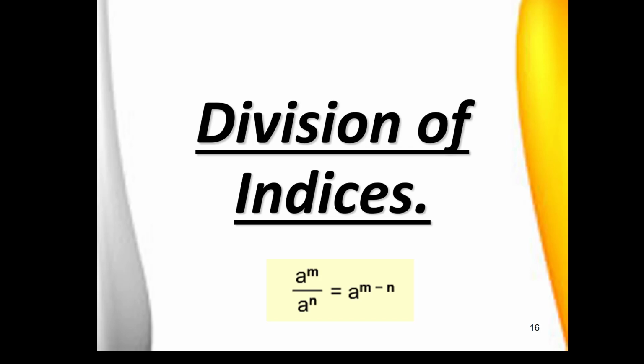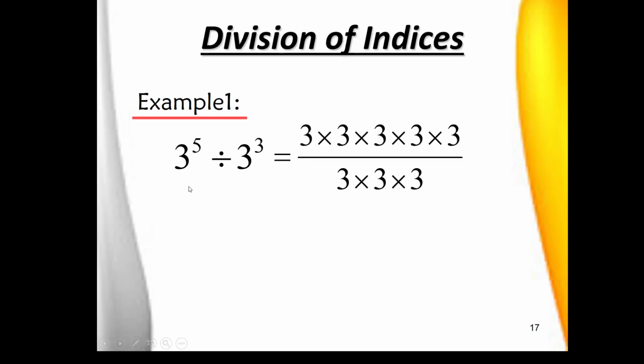Okay, next we want to go on to division. When we divide one indices number with another one, what's going to happen? First thing, again the same thing: it must be of the same base. If they are of different base, you cannot do it. So in the way that we write it, we list out everything. We have 3 times 3 times 3 times 3 times 3. Then the other one is 3 times 3 times 3. So altogether there are 5 3's on the numerator and 3 3's at the denominator.